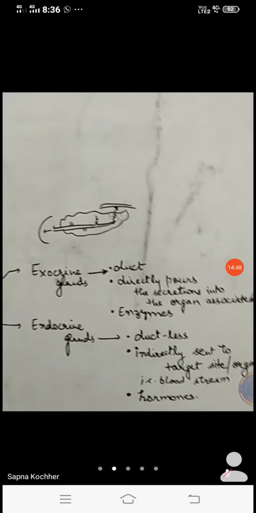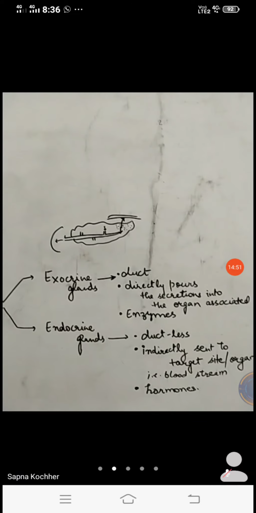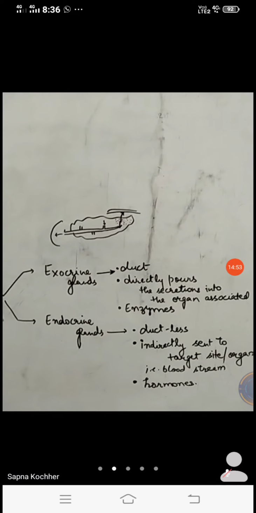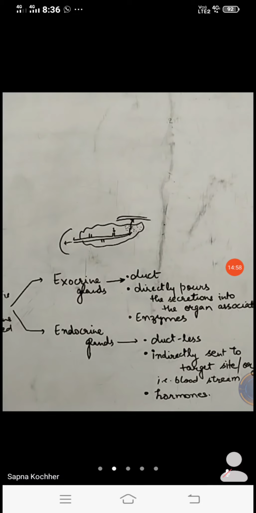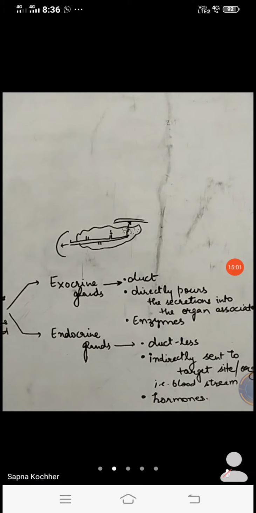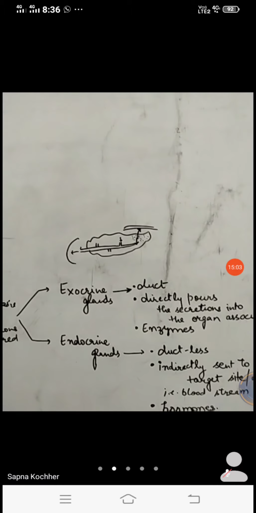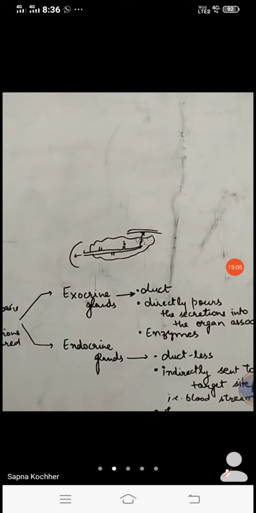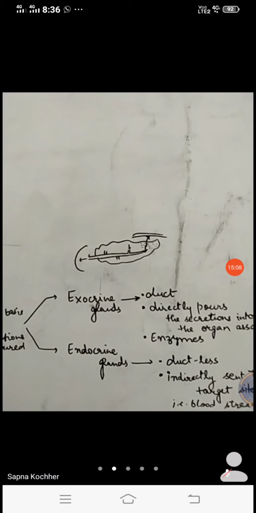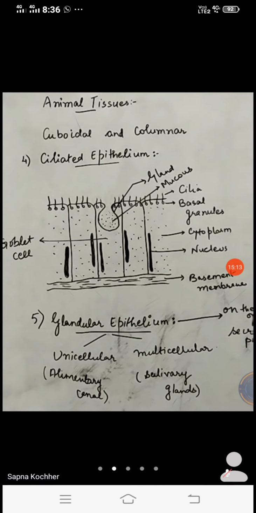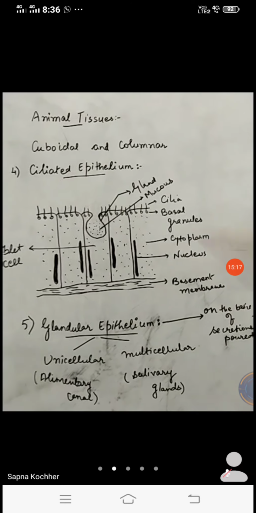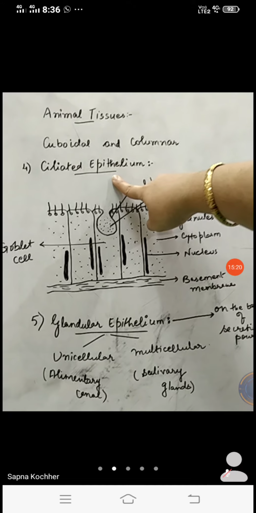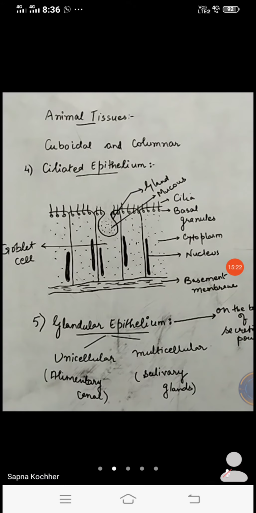So these are the second category of glands, called exocrine and endocrine glands, and they have different features. So this was about the 5 types of epithelial tissue, starting from the first, squamous, second cuboidal, third columnar, fourth ciliated epithelium, and the fifth glandular epithelium.